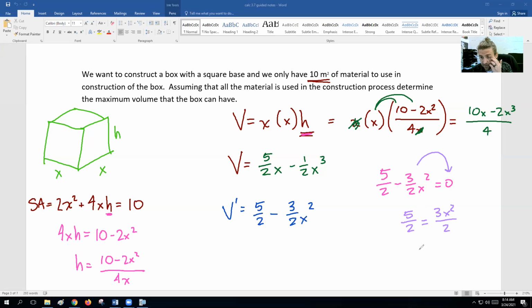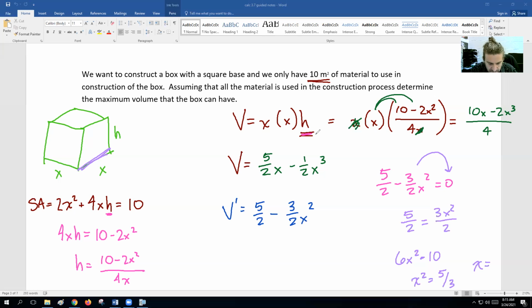We can cross multiply like we did before. We get 3 times 2 would be 6x squared equals 5 times 2, 10. So x squared equals, if we take 10 and divide it by 6, 5 over 3. And then x would just be the square root of that. Now, technically, we get a positive or negative, right? But realistically speaking, we can never have a negative side length.